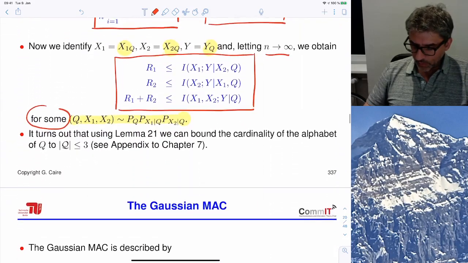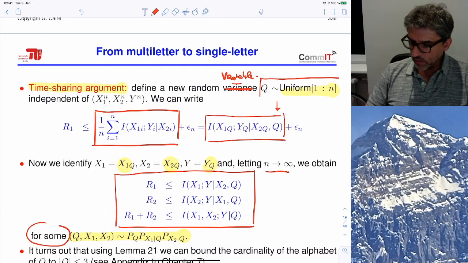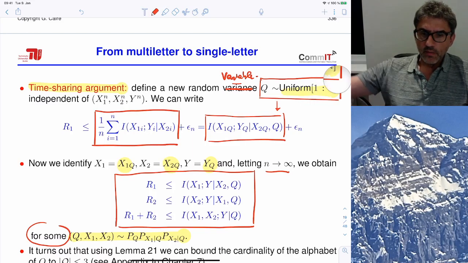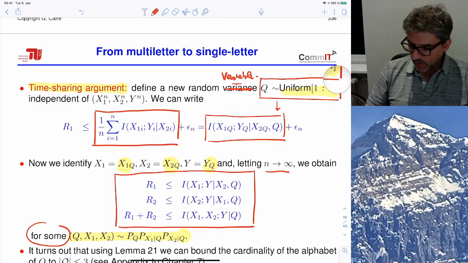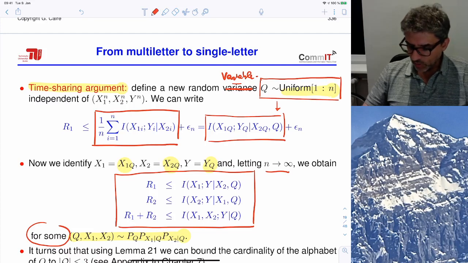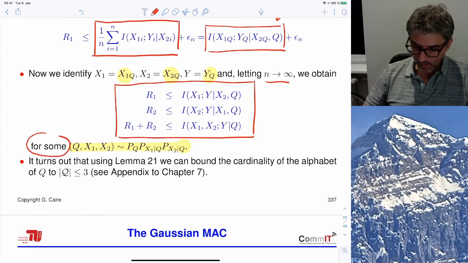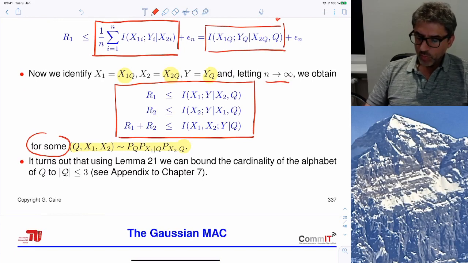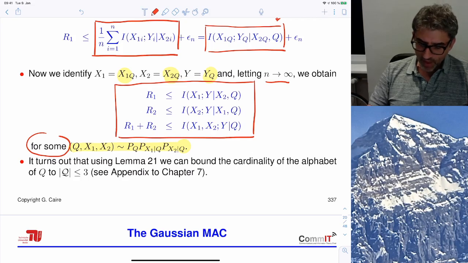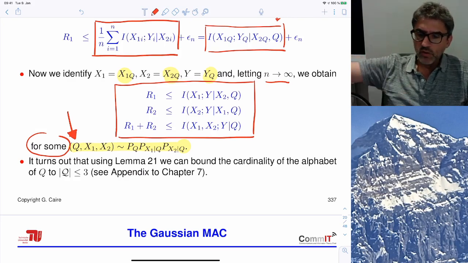So, to conclude the proof, you see there is a glitch in this proof. The glitch is that we have introduced this random variable uniform over 1 to n, but then we let n go to infinity. This is really not nice, because it means that we do not know how large is the cardinality of the alphabet of this Q. So what we have to prove at the end is the cardinality bound. In other words, even if we have proven a set of inequalities for a family of distributions where this Q is completely out of control, we don't know what the alphabet is, because we have constructed it to take values in an infinite alphabet.